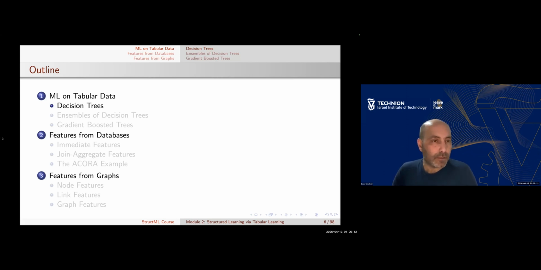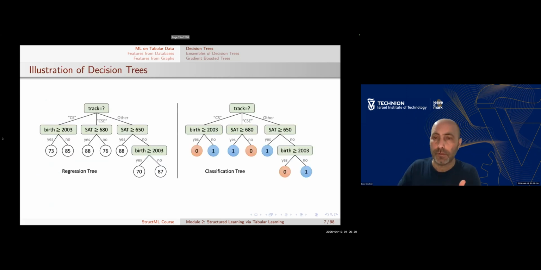Let us start by looking at decision trees on tabular data. These are the basic decision trees that you're familiar with from other courses. The idea is very simple. You have your table and you want to classify every tuple or make a prediction on every tuple. So you take the tuple and you basically apply some conditions.